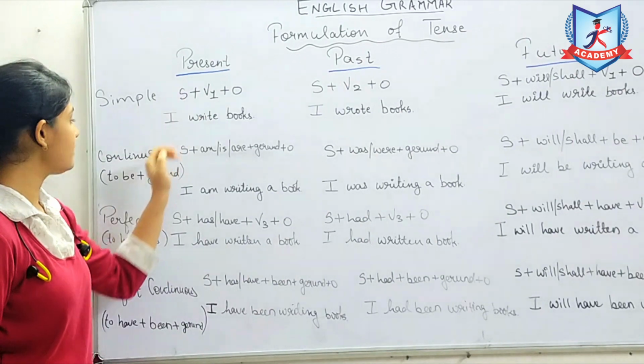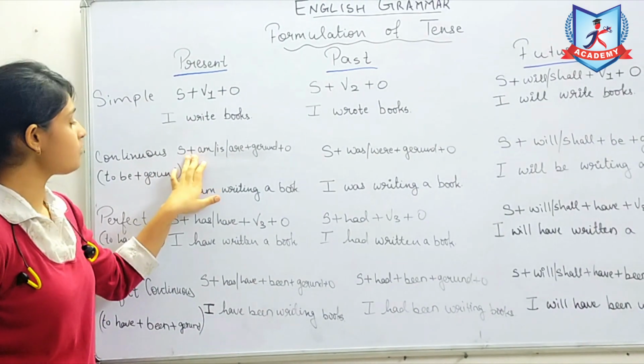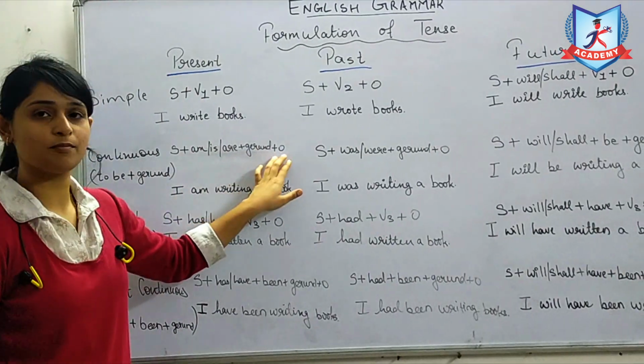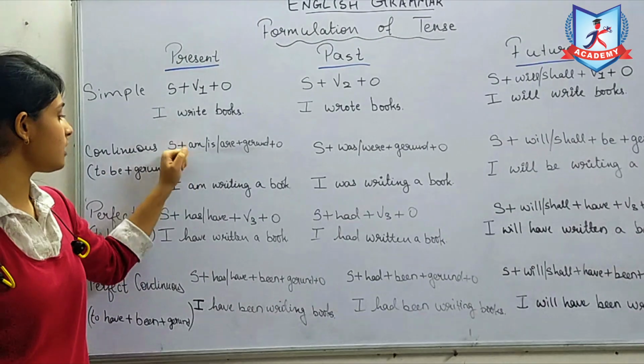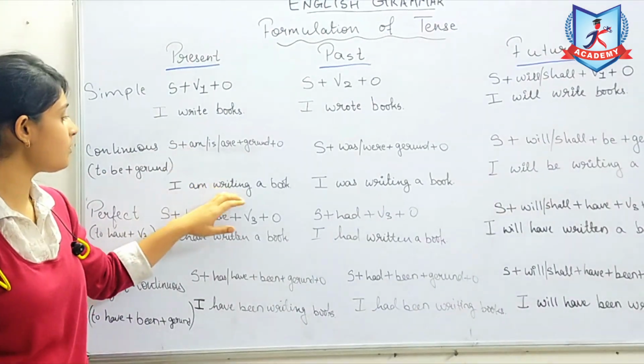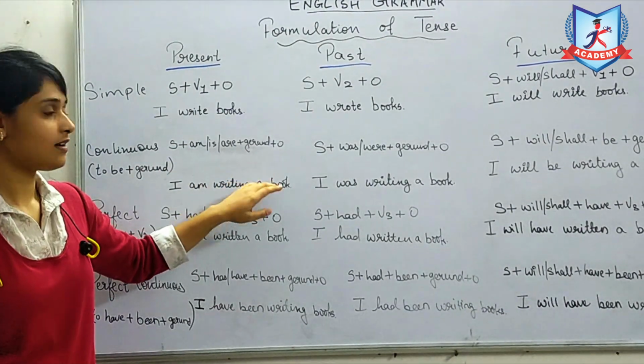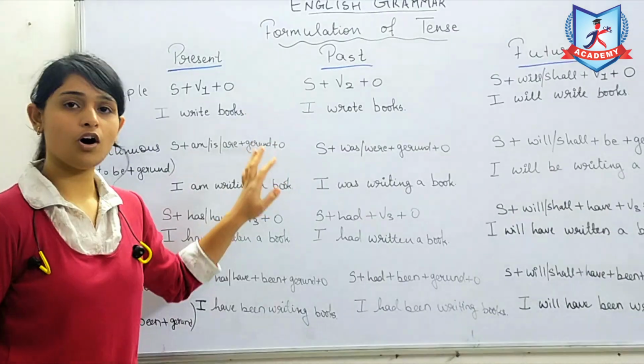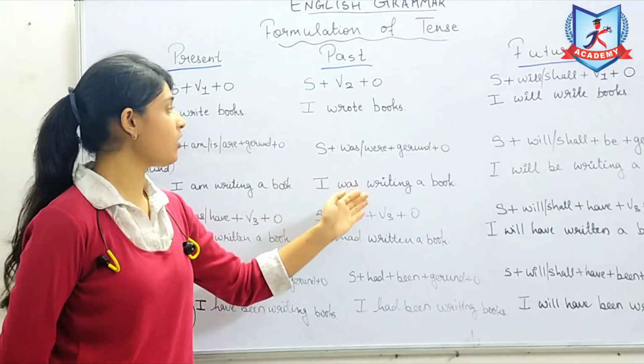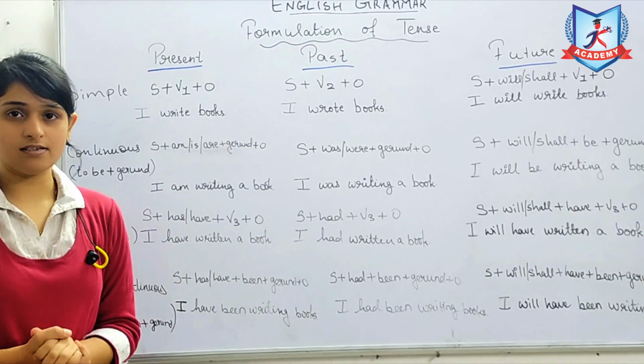So in present continuous tense, the formula will be subject plus am/is/are plus gerund plus object. I is the subject, am is the helping verb, writing is the gerund, and a book is the object. Moving on to past continuous tense.